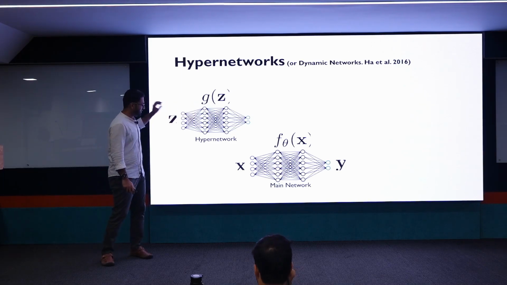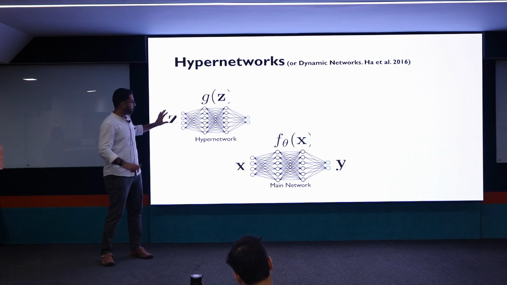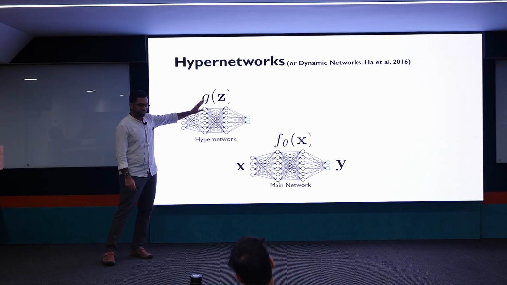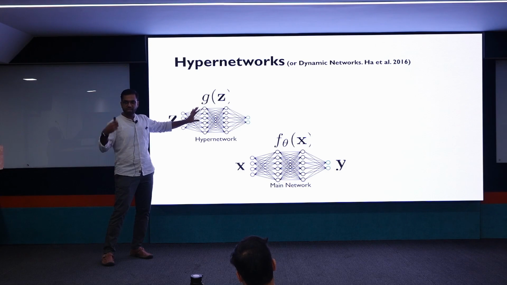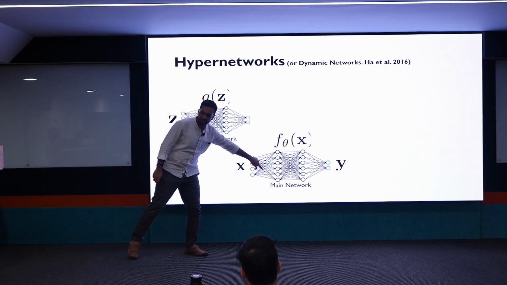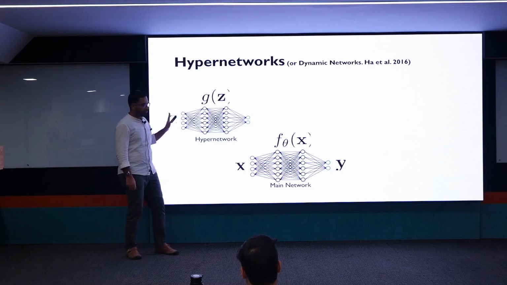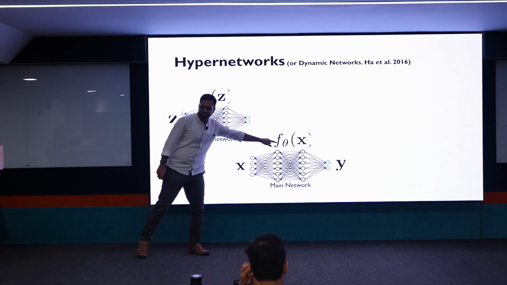Let's call this network G of Z, and the input to this network is Z. We'll talk about that in a moment. Now, instead of trying to learn a neural radiance field or some other property of the world directly from data, what this hypernetwork does is it learns the weights of this main network, okay? So it takes as input some input Z, and it outputs theta directly.